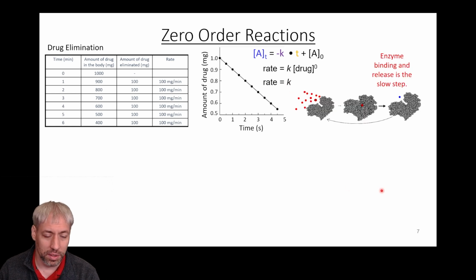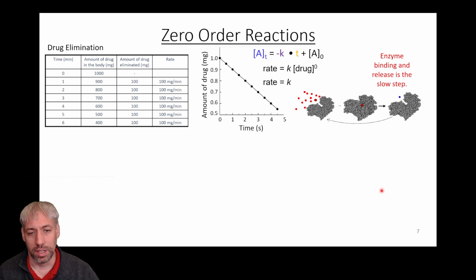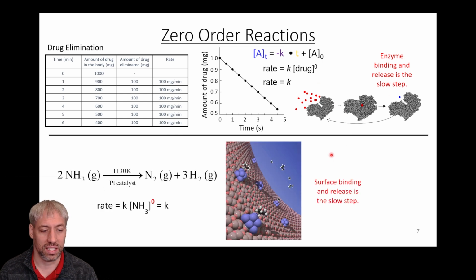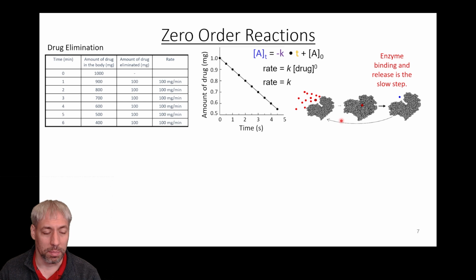And so one example of this might be enzyme kinetics that are limited by binding of the thing to the enzyme. Let's say you have all these red spheres here, and the slow step is getting that red sphere in there and putting that red sphere out, which means it's not limited by how many red spheres you have, it's limited by the reaction process itself. And so that could be an example of a zero-order reaction. It's not dependent on the concentration because it's rate limited by something that's not dictated by the concentration.